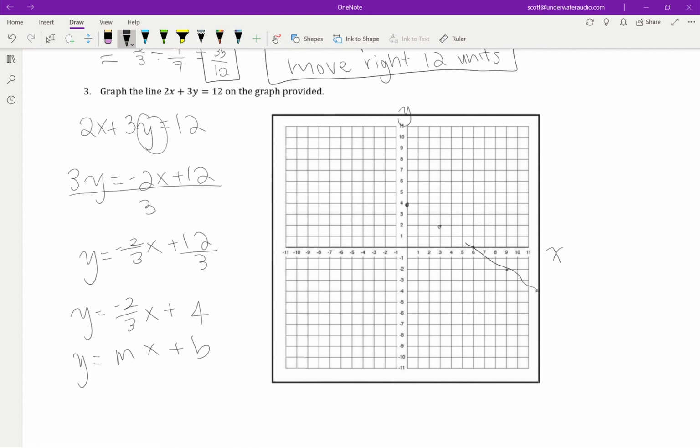Just know that I'm doing this on my husband's laptop. It's a little awkward, but you get the point. Hopefully you have a ruler or something a little bit better than just a shaky hand.